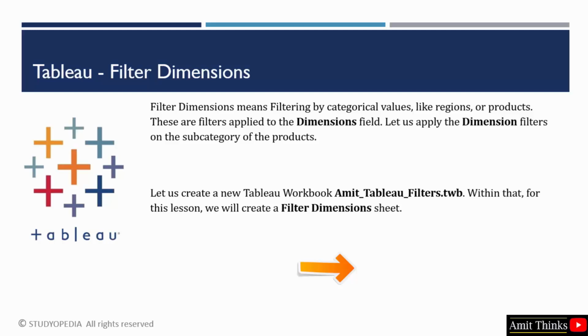Now we will see an example and implement filters on Tableau. We will apply the dimension filters on the subcategory of the products in our sample superstore data. First, we will create a new Tableau workbook, that is a new project, and give it a name Amit_Tableau_filters. Within that, we will create our first sheet and name it filter dimensions. So let us start.